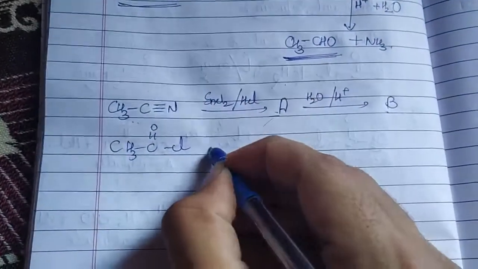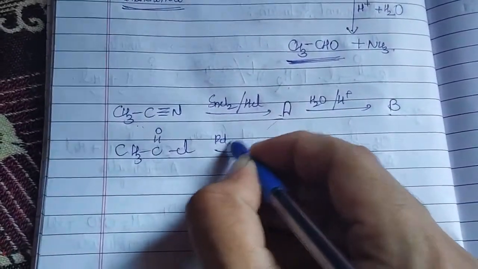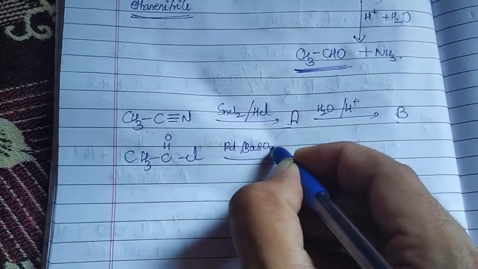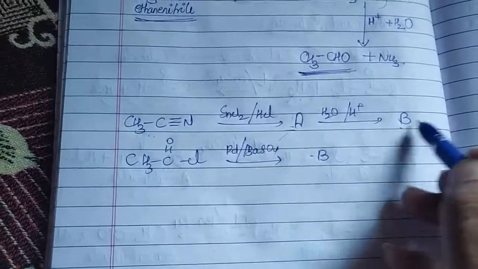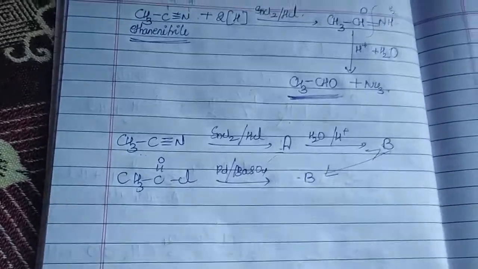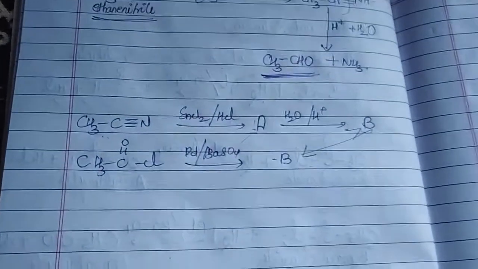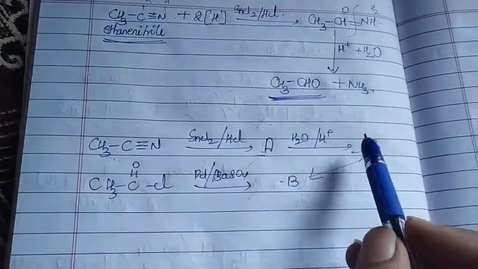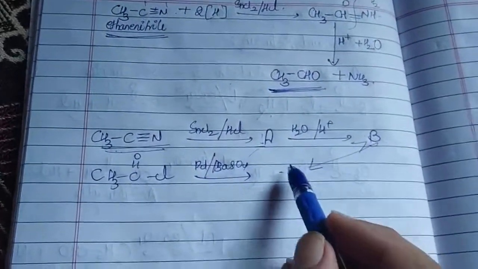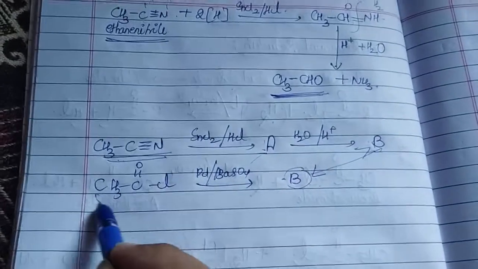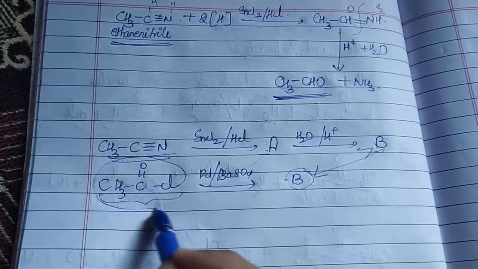Directly they will be giving you palladium based barium sulfate catalyst, which gives you B. In both the cases B are same. Identify the product. So you should come to know, okay, first reaction was the preparation of aldehydes from nitrile, whereas the second reaction is preparation of the aldehyde from acetyl chloride. So this is what Rosenmund.